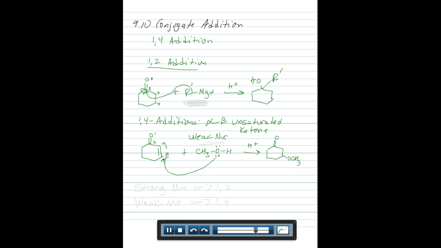If you have a strong nucleophile, like a Grignard, has a negative charge, it goes 1,2. Strong nucleophiles go 1,2. Weak nucleophiles go 1,4. Okay. Read about this in the book. If there's questions, we can go over it in class. I can go over mechanism if you'd like. You're not responsible for a mechanism, but this is basically it. Depending on the type of nucleophile, it either goes 1,2 or 1,4.